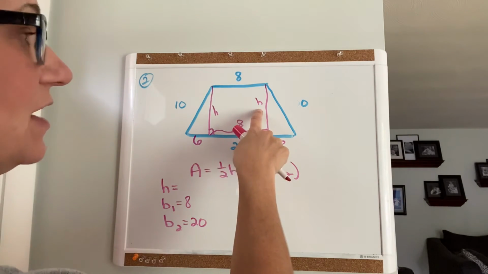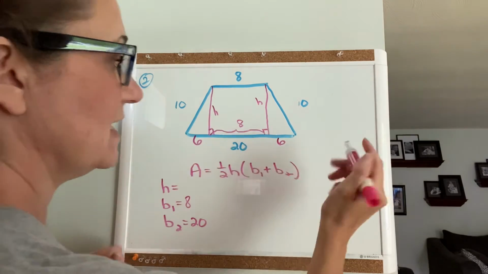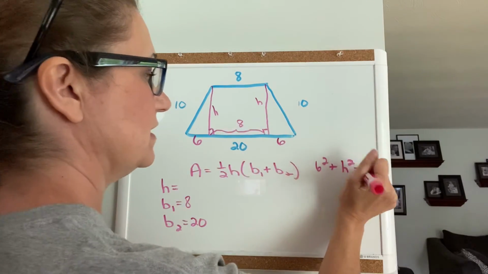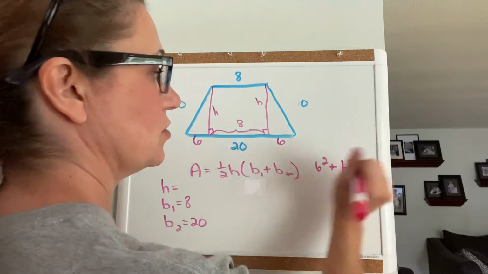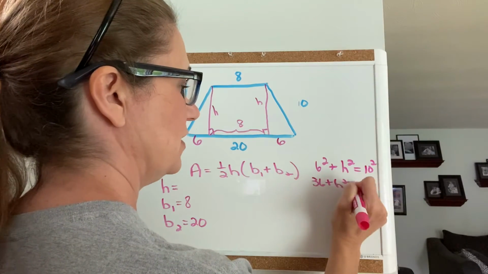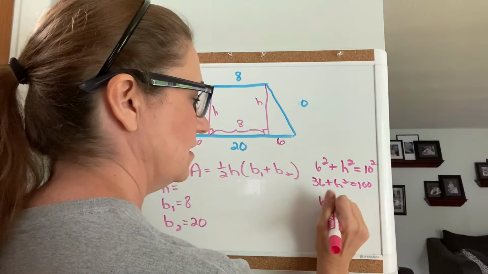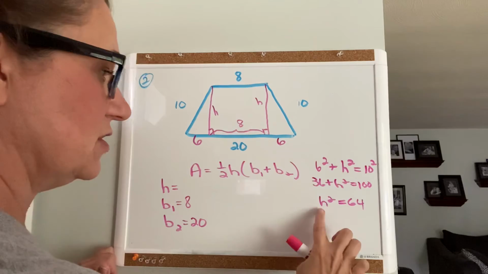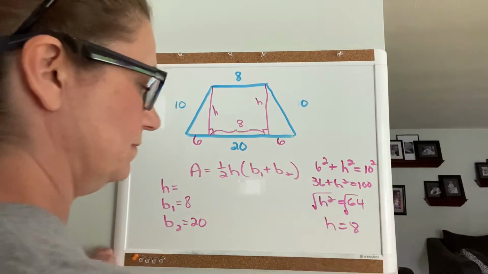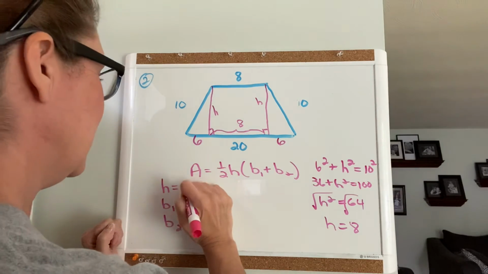So in order to find the height, we can use Pythagorean theorem. We can say 6 squared plus the height squared is equal to the hypotenuse 10 squared. So you get 36 plus h squared equals 100. And if I subtract 36 from 100, I get 64. So the height squared is 64. And if you take the square root of both sides, you get the height is 8. So we needed the height. So we now know the height is 8.